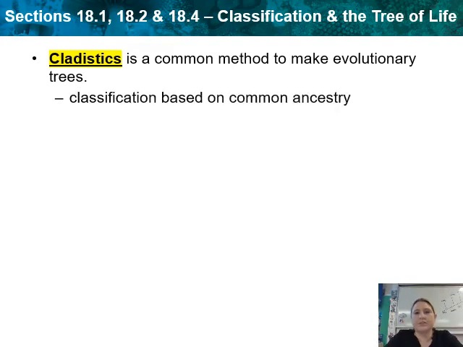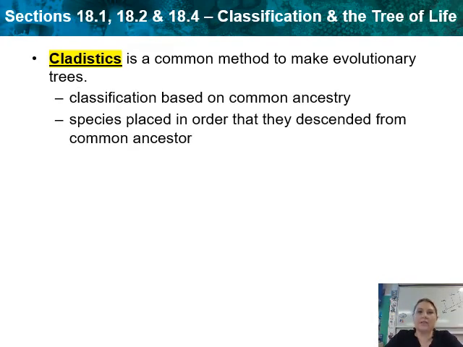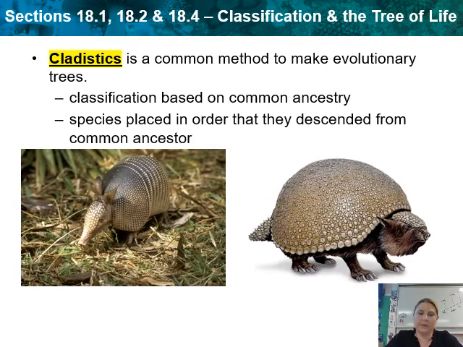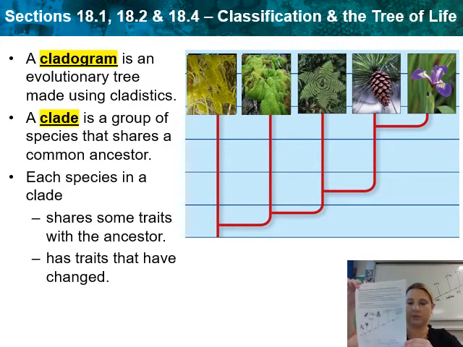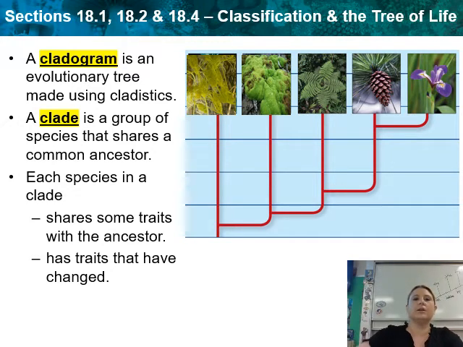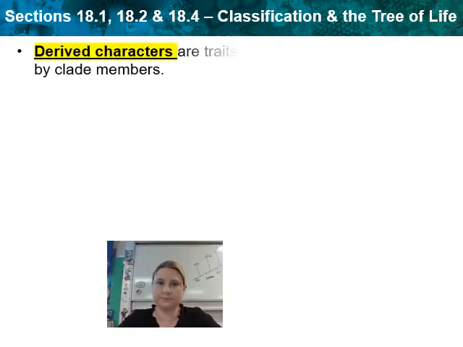Cladistics is a common method to make evolutionary trees. Classification is based on common ancestry, and species are placed in an order in which they descended from some kind of ancestor. Look at this. A cladogram is an evolutionary tree made using cladistics, just like your assignment 18. A clade is a group of species that shares a common ancestor, and each species in a clade shares some traits with that ancestor and also has some traits that have changed over time.